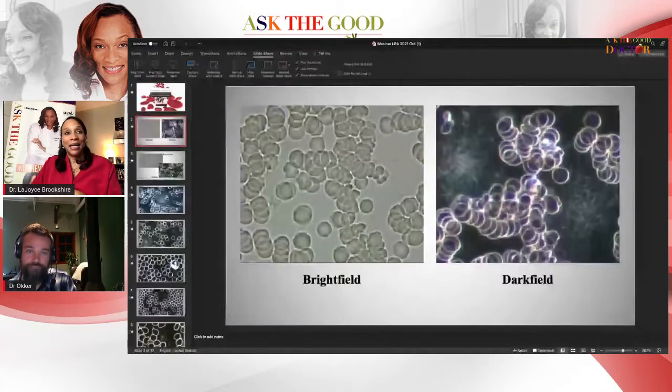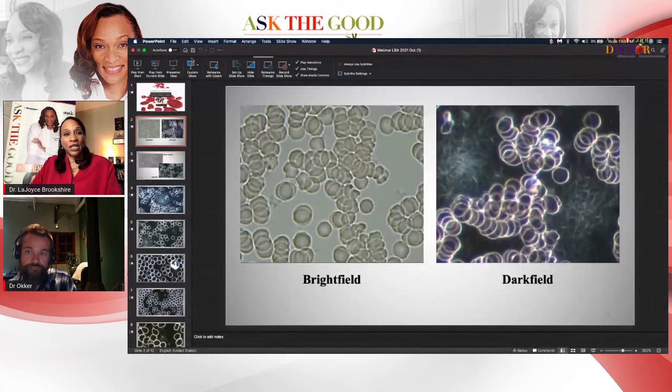I'd like to show the audience some of the slides that you've brought to underscore how looking at these live blood cells could be beneficial for you, taking a look at what's going on with you in real time. Chris, if you could show us the first slide, and Dr. Okker is going to take us through these.